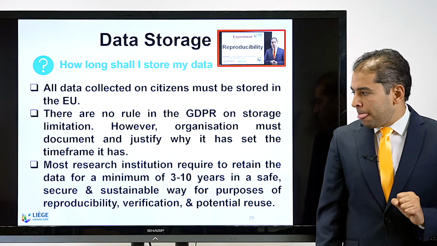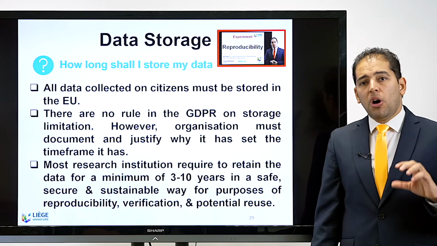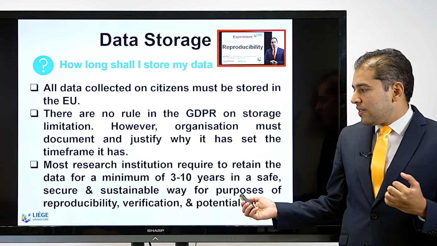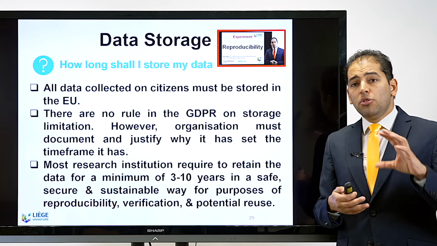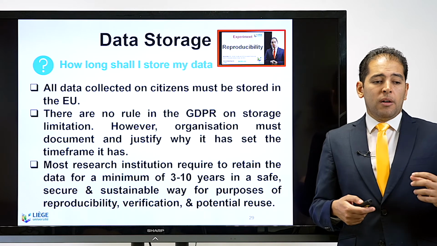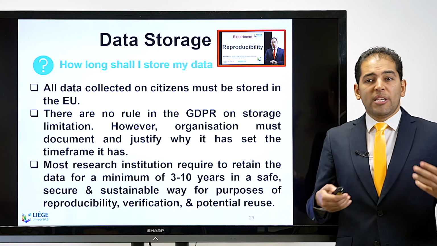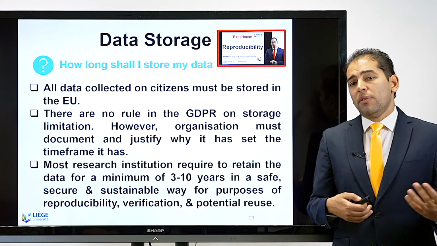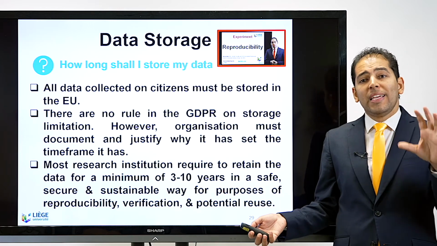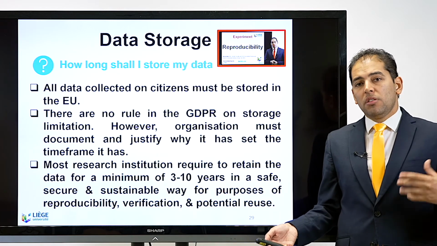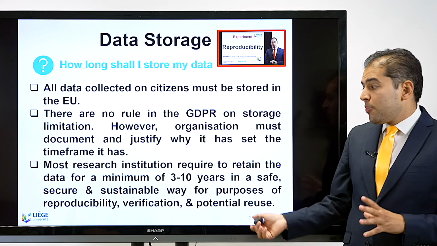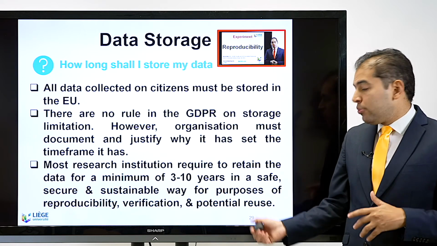Now, most research institutions, if you are storing data sets, for example, require you to retain the data for a minimum of 3 to 10 years. So I invite you to ask your data management officer or DPO, data protection officer, at your institution, because maybe your university or your research center or your company has different policies. But in general, in academia, it would be requested to retain any data set generated or created during a research between 3 to 10 years in a safe, secure, and sustainable way for purposes of reproducibility, verification, and potential reuse.